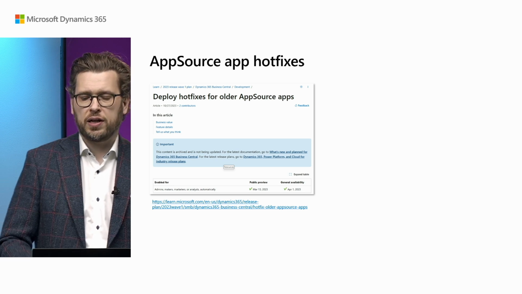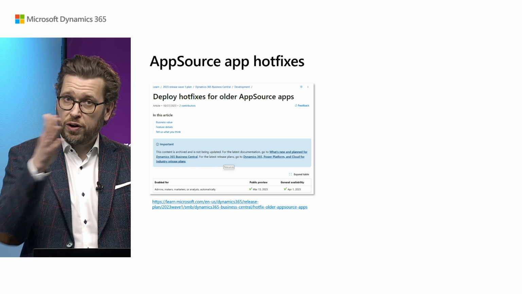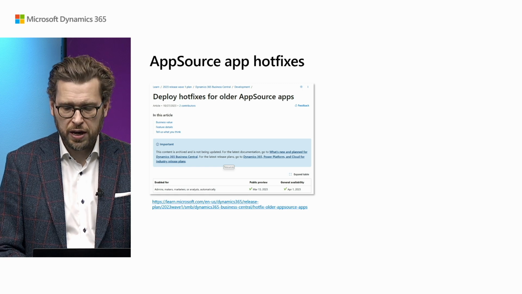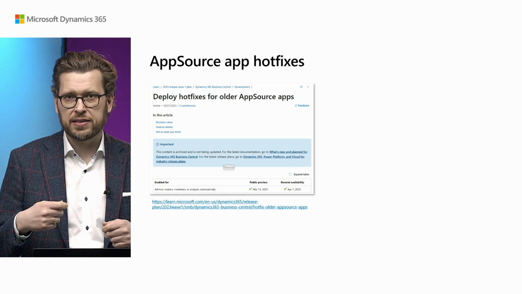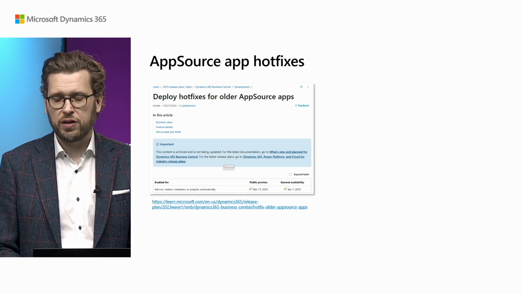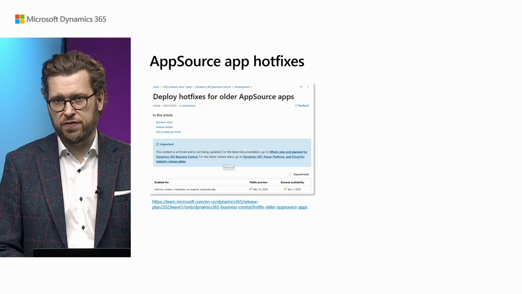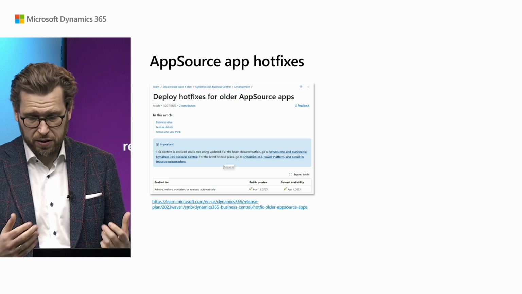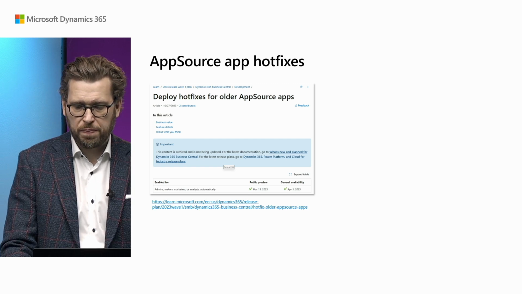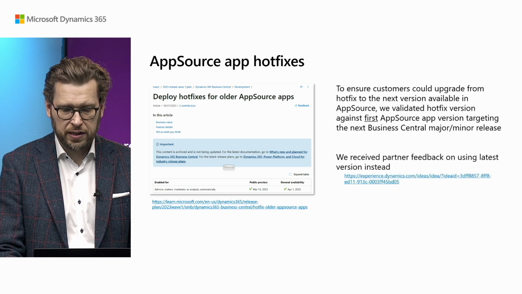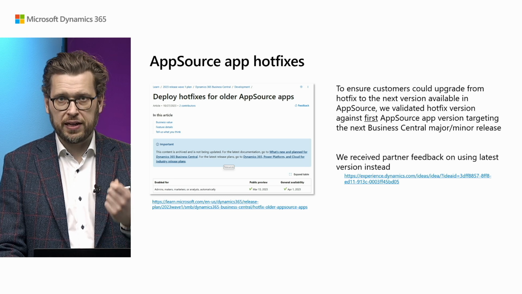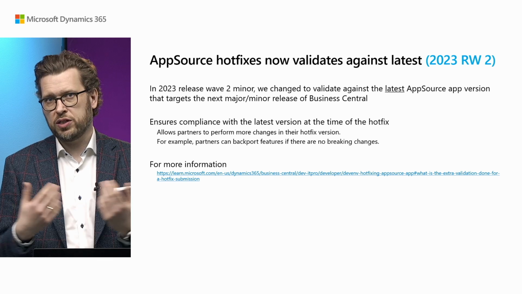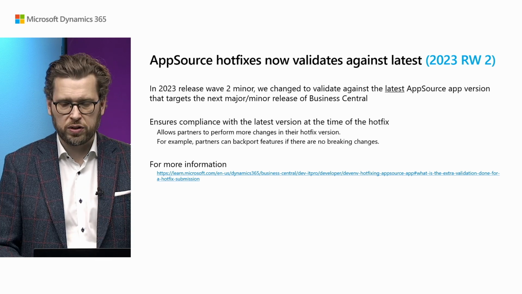And then to ensure that customers could actually be upgraded from that hotfix version to the latest or next version available in AppSource, we validated the hotfix version against this next version, but only the first version of that app targeting the next Business Central major or minor release. And we received a lot of feedback from partners on ideas that they would like to validate against the latest version instead. And so in 2023 release wave 2, we sort of backported it to that.